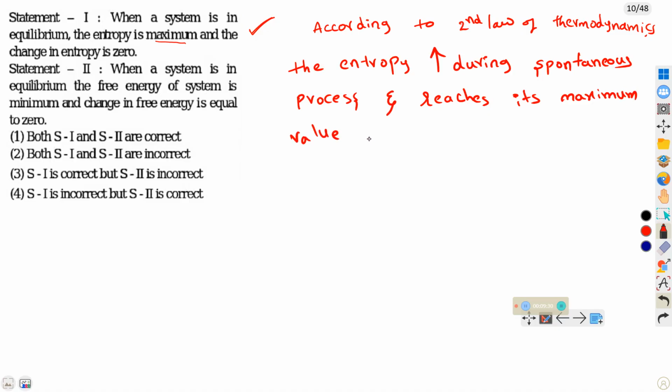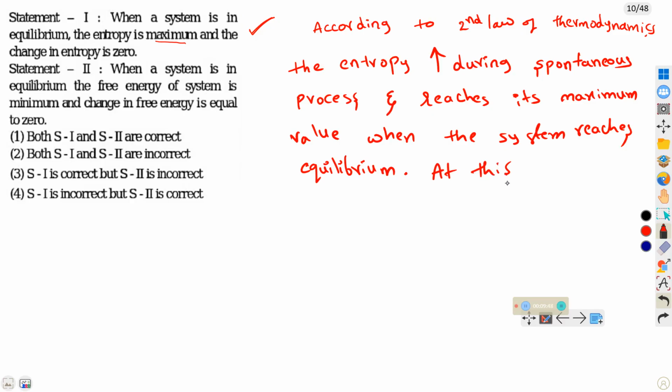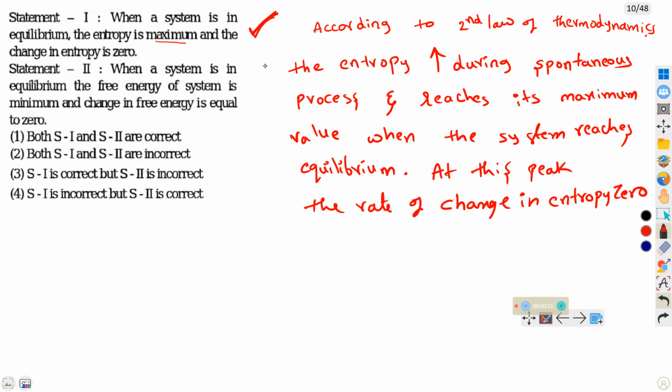It reaches its maximum value when the system reaches equilibrium. At this peak, the rate of change in entropy is 0. So according to the second law of thermodynamics, this statement is correct.